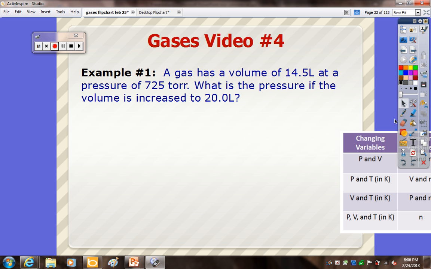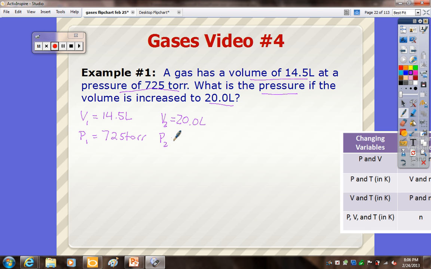A gas has a volume of 14.5 liters at a pressure of 725 torr. What is the pressure if the volume is increased to 20 liters? So our variables are V1 is 14.5 liters and P1 is 725 torr. So our initial or first conditions are 14.5 liters and 725 torr. V2, or the second or new condition, is 20 liters.